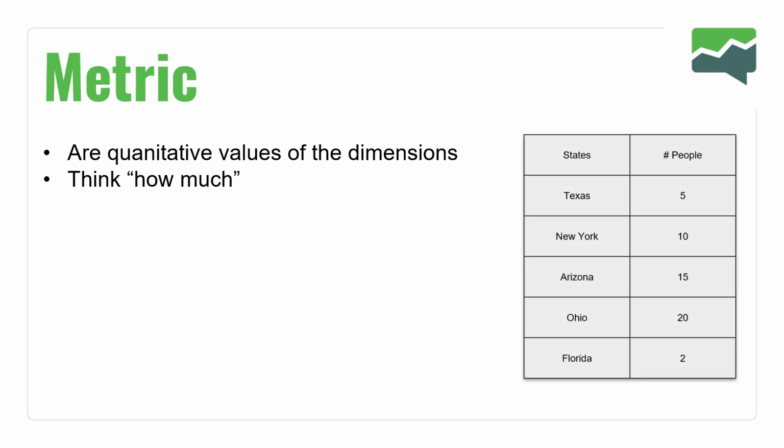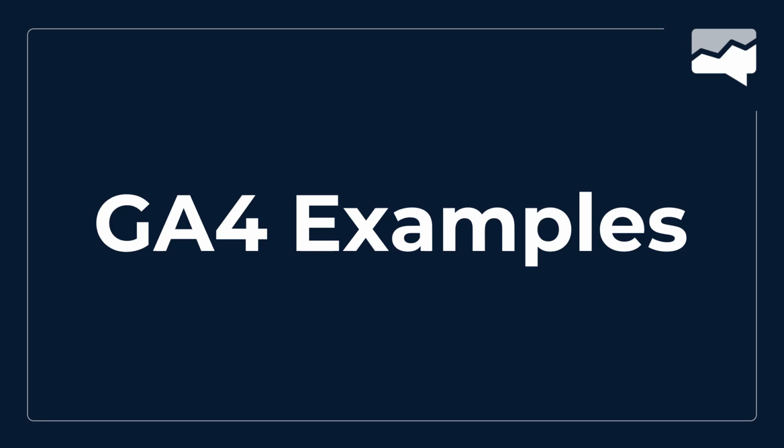So again, we have this data, we have the states, which is our dimension. Our metric is people. So each row is telling us in Texas, the state of Texas, there's 5 people. In the state of Arizona, there's 15 people. Now, it's great to look at this data and understand it, but it's really important for us to go into some GA4 examples because that is the data many of us are dealing with day to day.